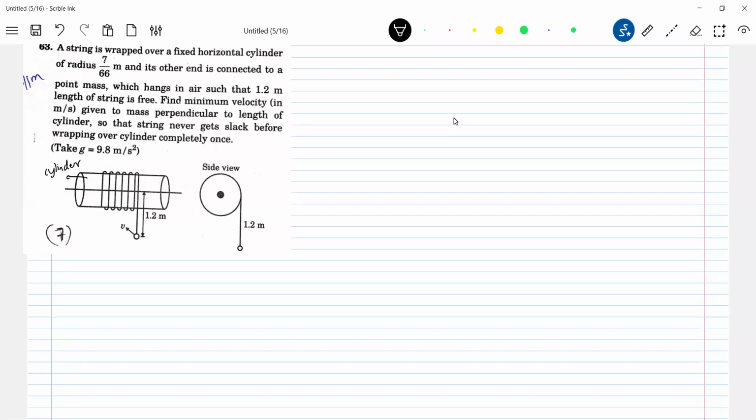Okay, now string is wrapped here. So what is it telling? Find the minimum velocity given to the mass perpendicular to the length of the string, so that the string never gets slack before wrapping over the cylinder completely. 7 by 6 meter. Radius of cylinder is how much? 7 by 6 meter. It will come approximately 0.11 meter. And its other end is connected to a point mass. Isn't it 7 by 66, sir? Radius here.